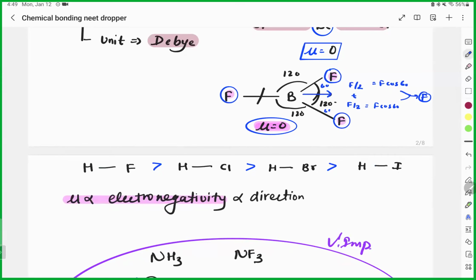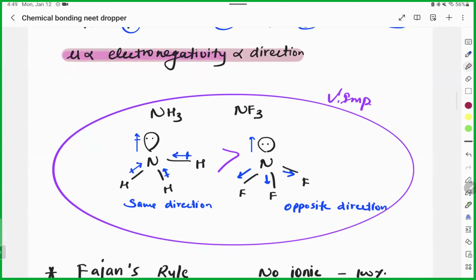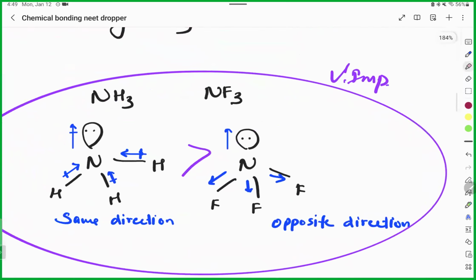Whenever you see more electronegativity, more dipole moment. Example, out of fluorine, chlorine, bromine, and iodine, more electronegativity, more dipole moment. So maximum will be fluorine. Maximum questions are asked from this part only.